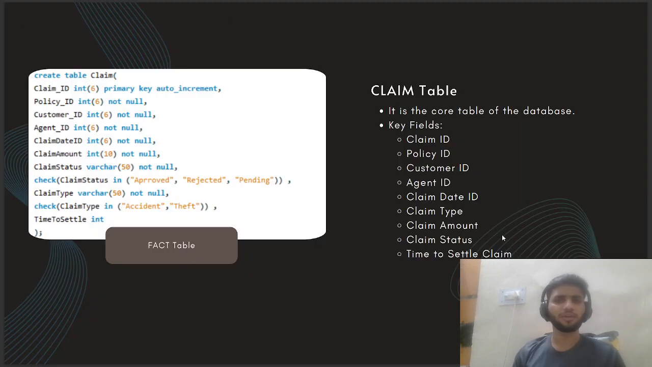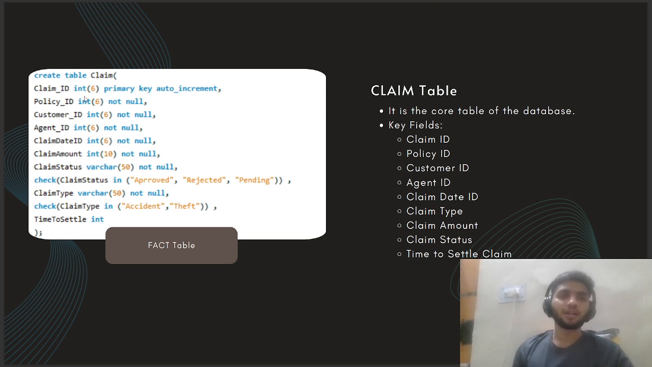Let us see the claim table and what the claim factors and claim identities are, like what constraints have been included in the claim table. In the leftmost table, there is a claim ID, policy ID, customer ID, agent ID, claim date ID, claim type, claim amount, claim status, and time to settle claim. It is a core table of the database, like a claim table. If there is no claim table, there will be no dimension tables, like there will be no other tables, and this is a fact table.